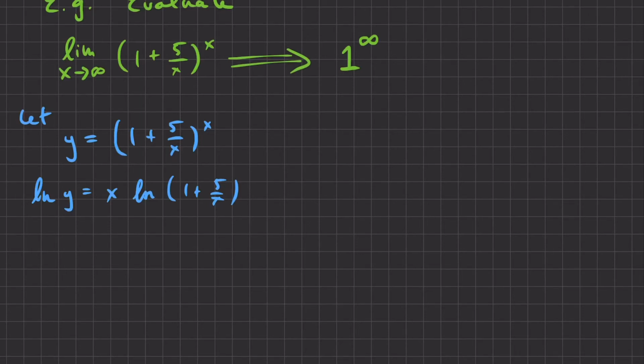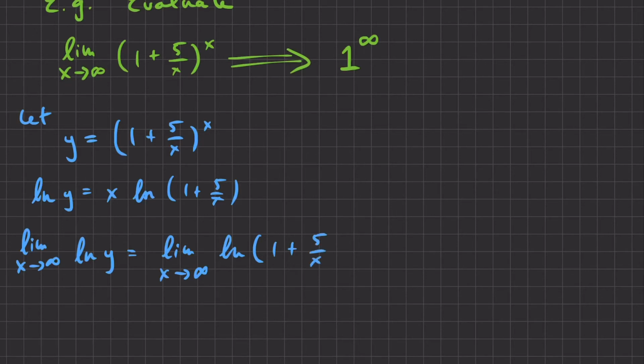Now I'm going to take the limit of each side. So I'm going to say that the limit as x approaches infinity of the ln of y is equal to the limit as x approaches infinity of the ln of 1 plus 5 over x, times x. Okay. So we're going to leave this behind for now. This portion of the equation we're just going to ignore for the time being, and we'll come back to it. We're going to start attacking this using L'Hôpital's rule.